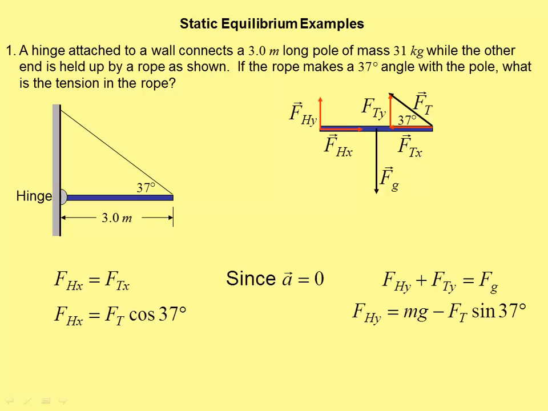Break everything up here. Let's solve for F of Hy. Okay, we have to move this to the other side, subtract it, and F of Ty is F of T sine of 37, and of course F of G is mg, and we run into a problem. Here's our F of T that we want to find. We do know m, and we know g, but we don't know F of Hy because we weren't told anything about the hinge. So again, an equation, just not a useful one in this case.